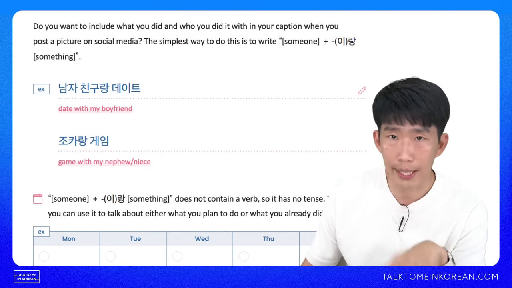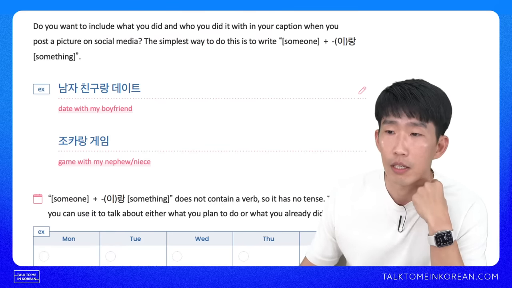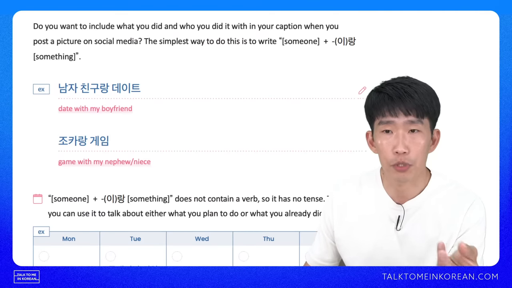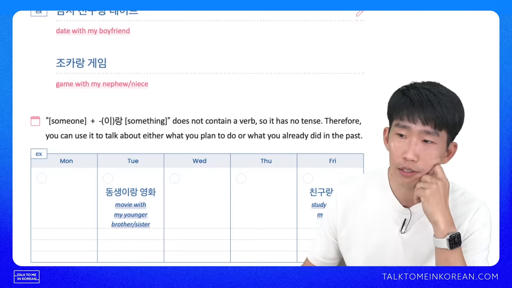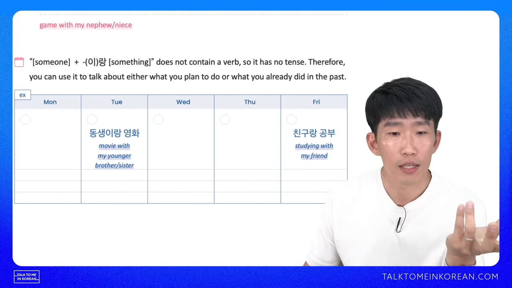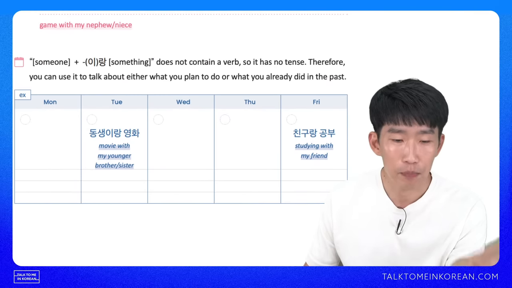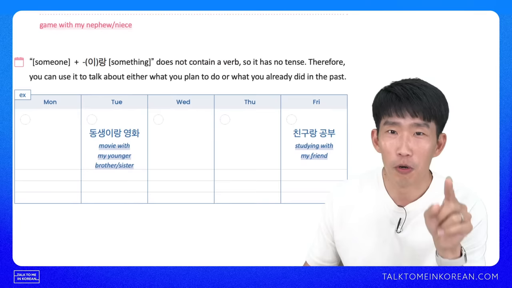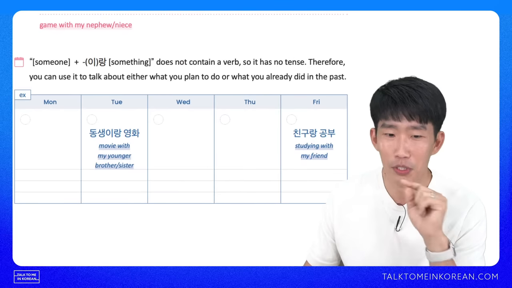You want to include what you did in the caption and who you did it with. You can say things like 조카랑 game, a video game with my nephew or niece, 남자친구랑 데이트. Or you can say 친구랑 so-and-so, 친구랑 공부, you see that. So right now what I want you to do is in the chat box, in the comment box, write your own sample sentences related to your daily life, if possible, using this structure.